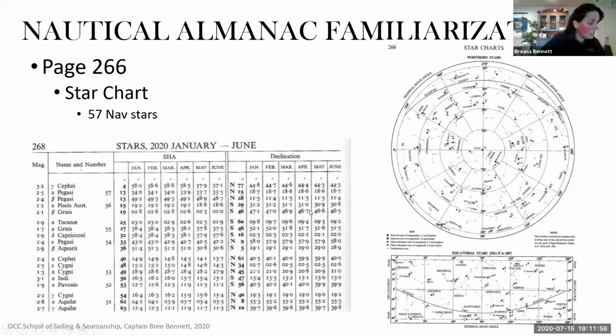the next page, 268, is our stars. And these are our general SHA for our stars for each month of the year. So we have our SHA and declination for each month. And then these are our stars, magnitudes.